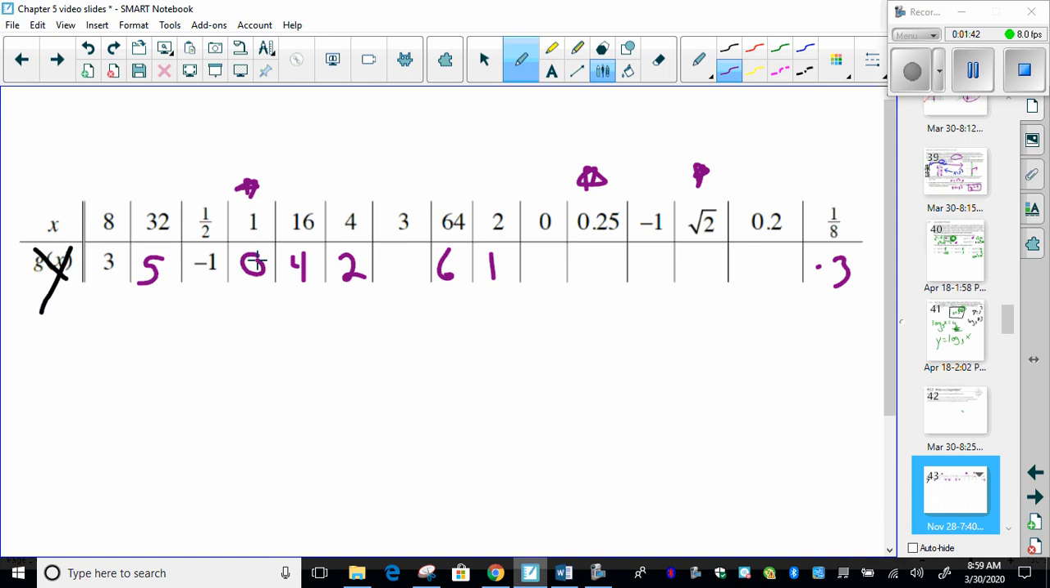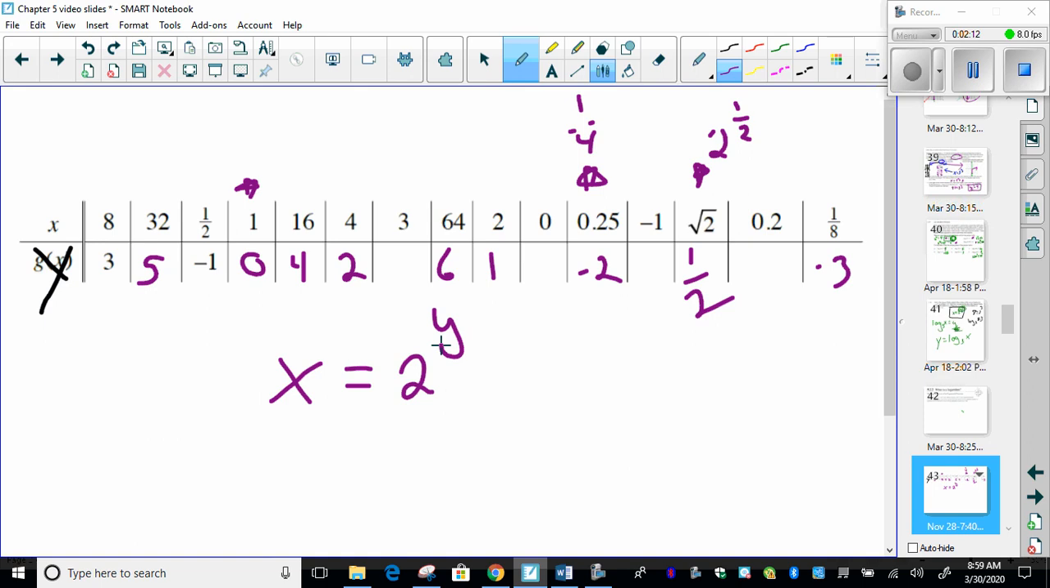So 1 is 0. 0.25 is the same thing as 1/4. Therefore, that's -2. And the square root of 2, if you remember, that's the same thing as 2 to the half power, because that's a half. Okay, so what's the relationship? X equals 2 to the y.